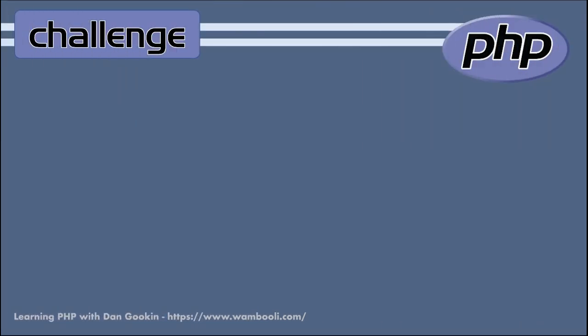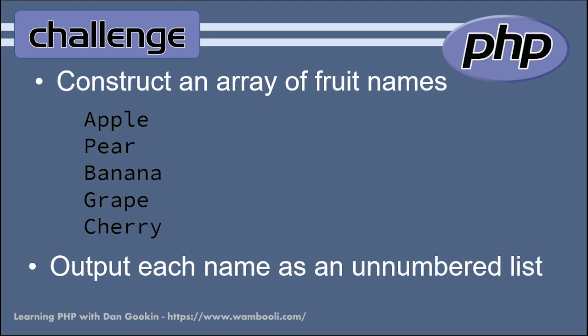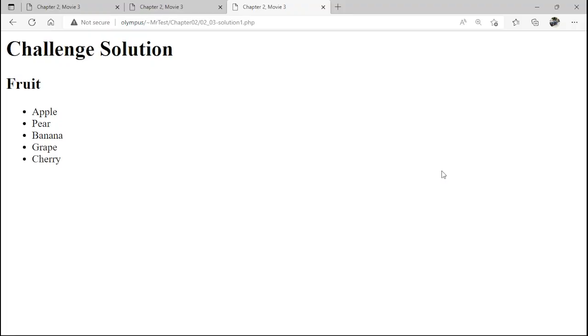For this chapter's challenge, construct an array that contains fruit names: apple, pear, banana, grape, cherry. Output each of the names as an unnumbered list on a web page. Here's the output for my solution, which you can check after you've completed the challenge.